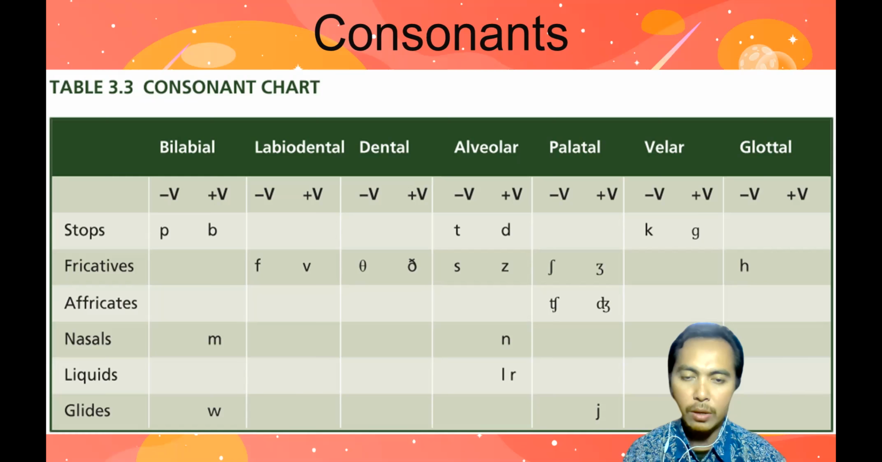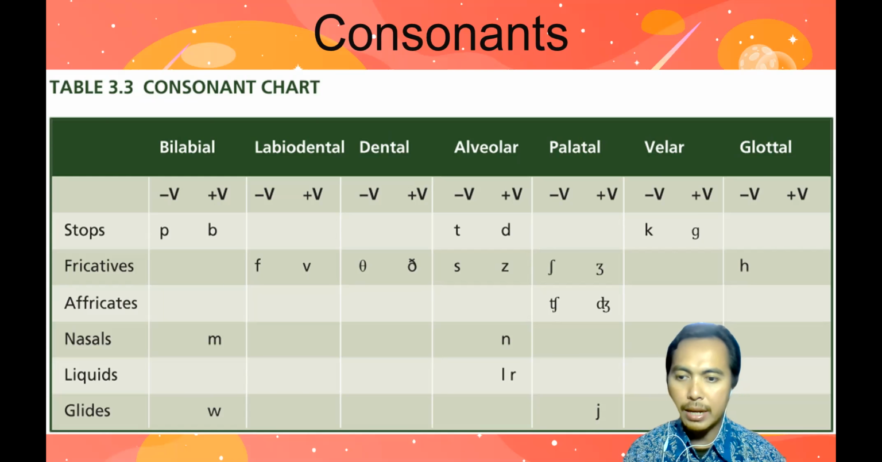So for example, we always do it in order. The first one, you will need to mention the voiceless or voiced distinction. The second one is the place of articulation on top. And the third one is the manner of articulation on the left side. So when you produce a voiced bilabial stop, it will produce the sound b. While when you produce a voiceless bilabial stop, it will produce p.